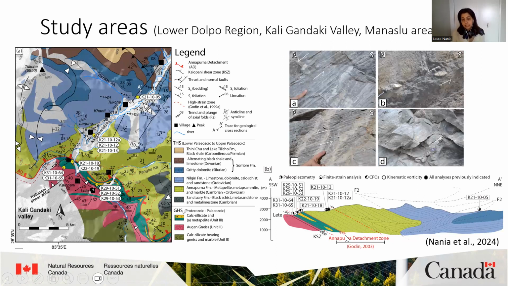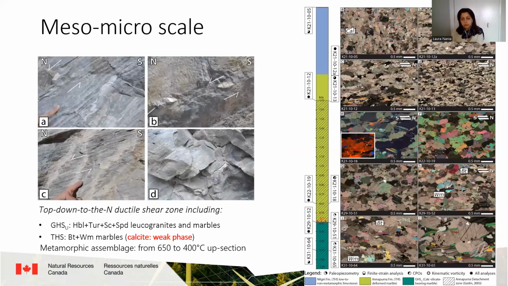And the ductile shear zone is affecting the Greater Himalayan Sequence rocks and the Tibetan Himalayan Sequence rocks, so the high-grade rocks and the lower metamorphic grade rocks. And it is what was already described as a high strain zone, where the foliation has a constant orientation within the affected volume.